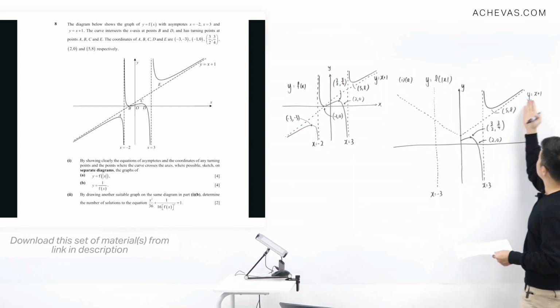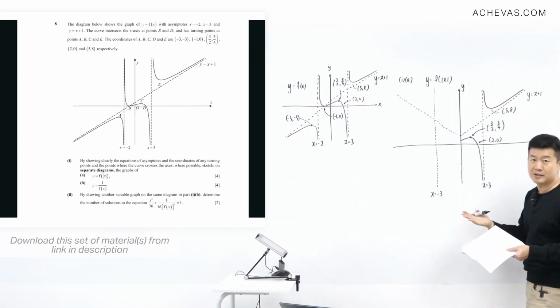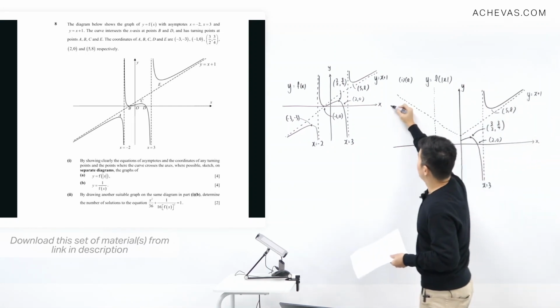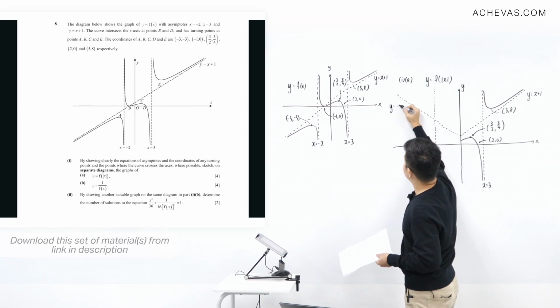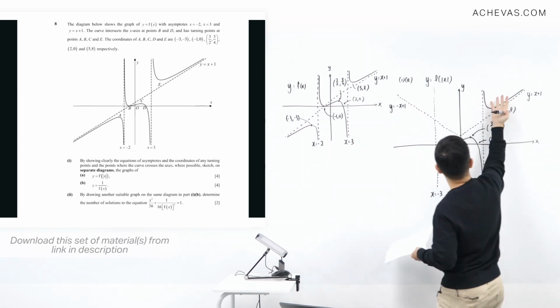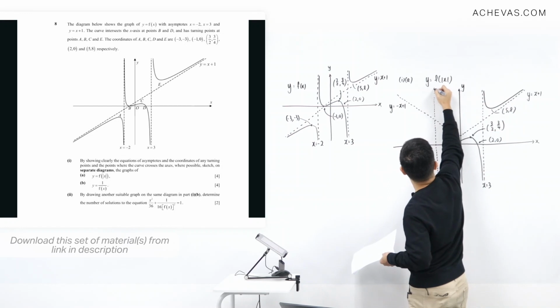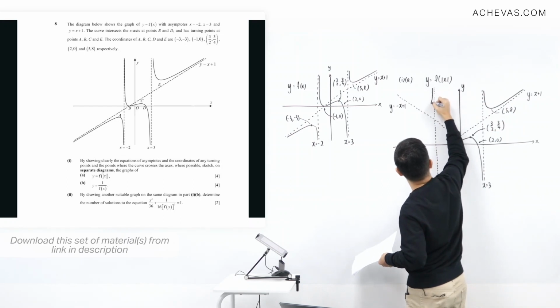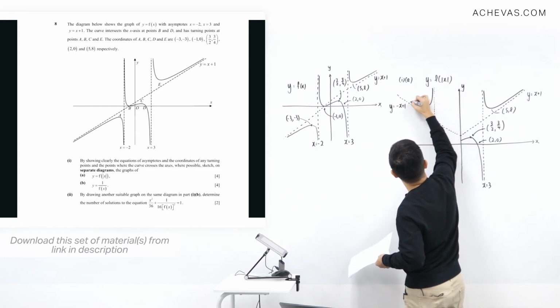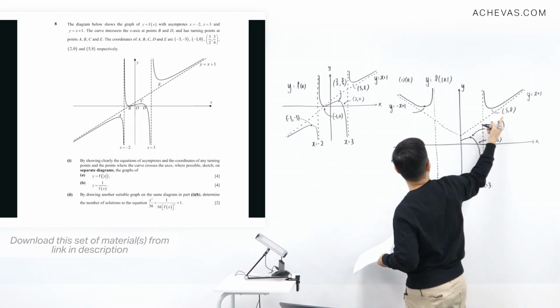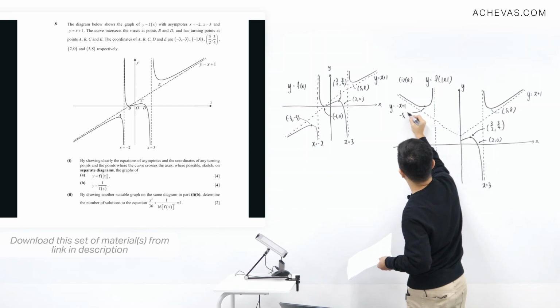Let's reflect the oblique asymptote. It is a reflection about the y-axis, so x is going to be replaced by minus x. So for the oblique asymptote, y is minus x plus 1. Let me sketch it. And the minimum point here will be (-5, 8).